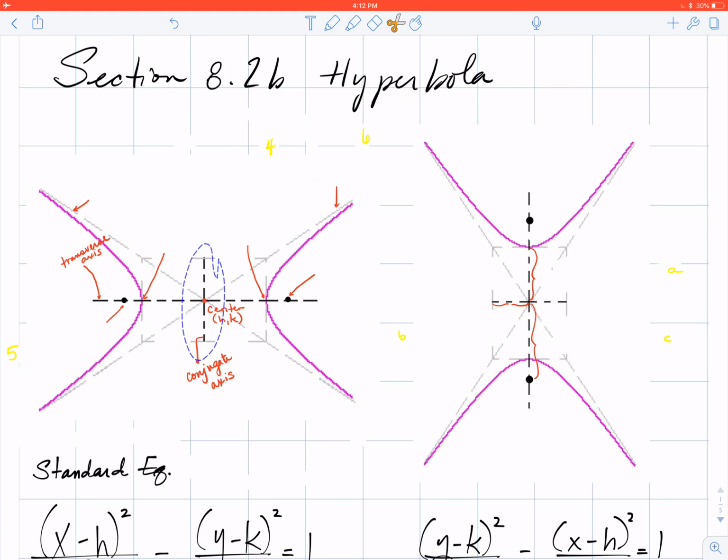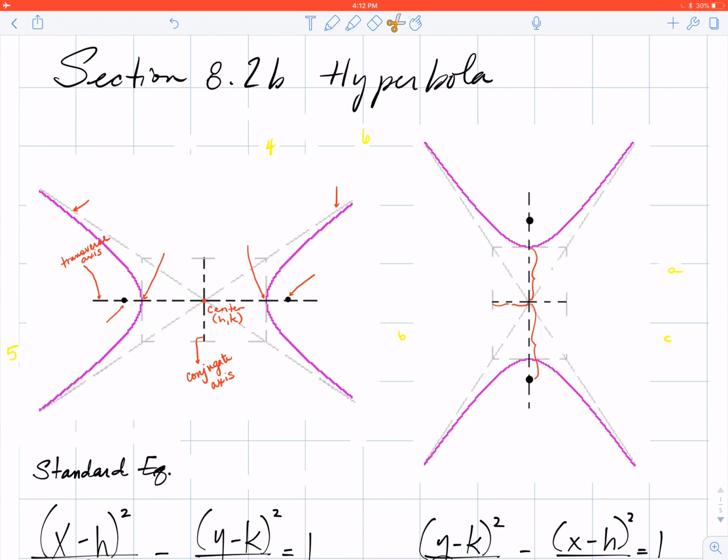One note about the transverse and the conjugate axes: back in the ellipse, with the major and the minor axes, one was always longer than the other one. However, that's not the case for the hyperbolas. The transverse axis might be the longer, or the conjugate axis might be the longer.